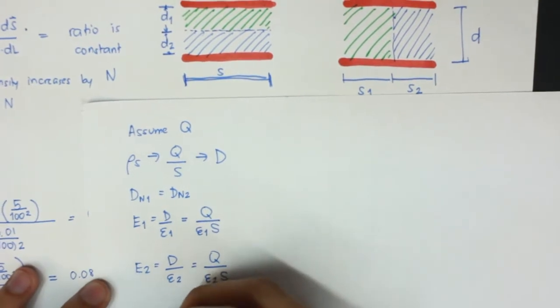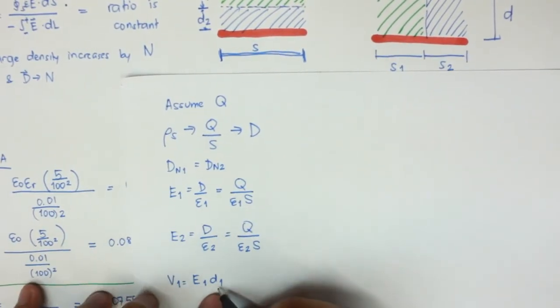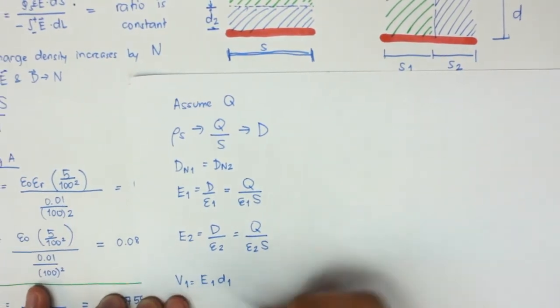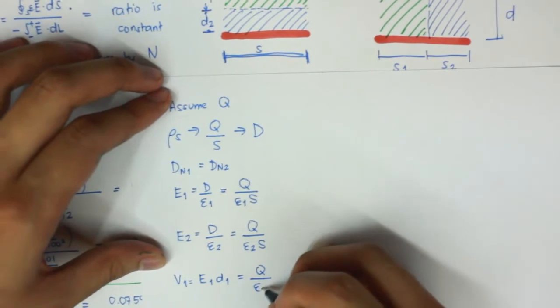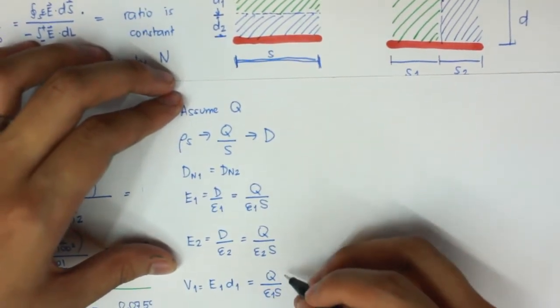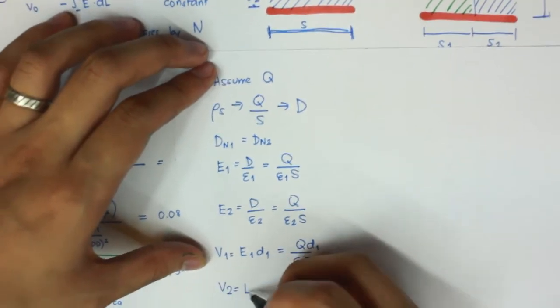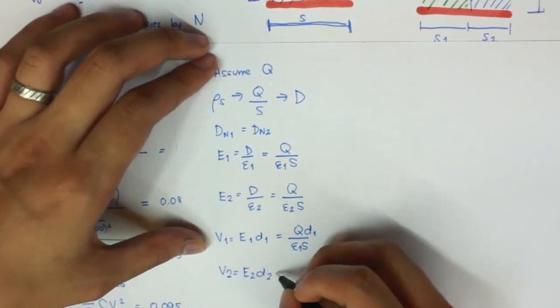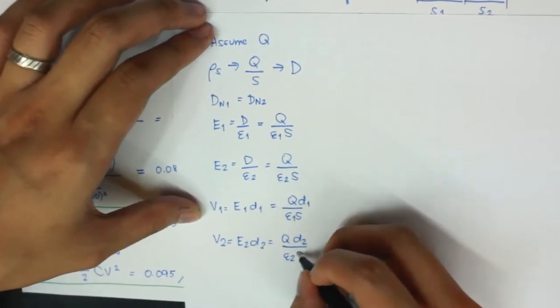Then we know V1 is equal to E1 D1. This volts per meter times meter gives us volts. Plug in natin Q/epsilon 1 S D1. Then similarly V2 equals E2 D2 equals Q D2 over epsilon sub 2 S.